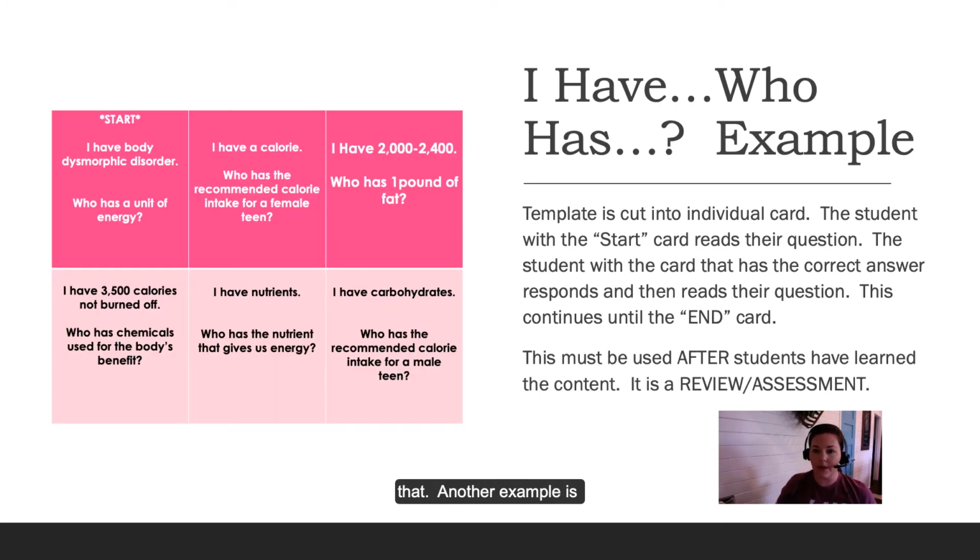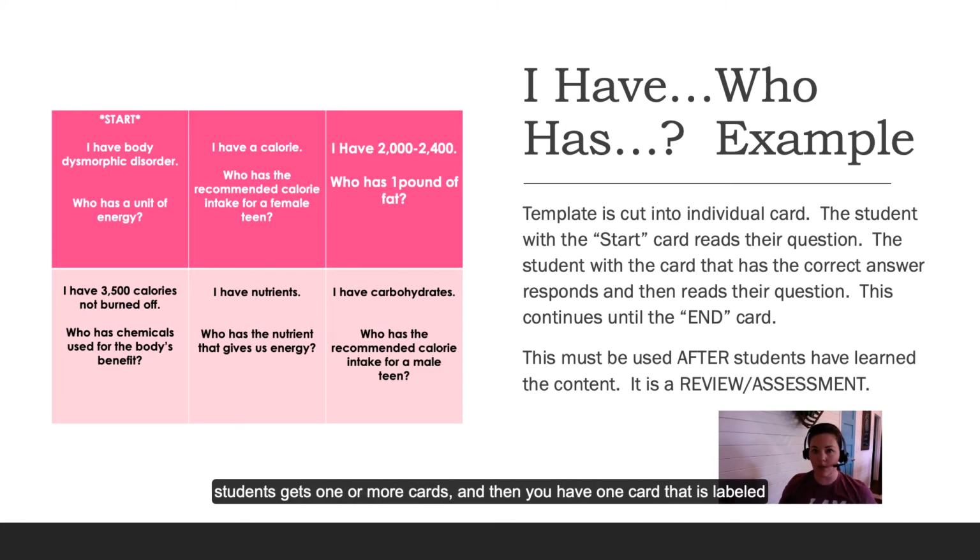Another example is I have Who Has. This is basically a set of cards, and each student gets 1 or more cards, and then you have 1 card that is labeled Start. That's where you start the question, obviously.